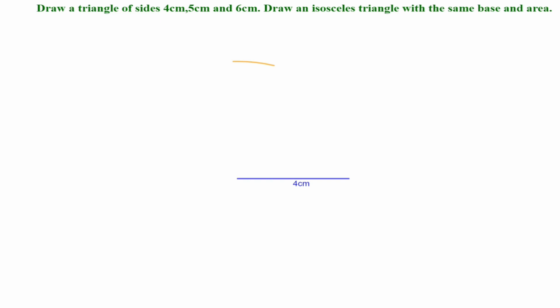Now the third side is 6 cm. Take 6 cm in the compass and draw an arc from the other end of the line. Now mark the point of intersection. This is the third vertex of the triangle. Join the point of intersection to the ends of the first line. So now we got the triangle with sides 4 cm, 5 cm and 6 cm. Now we have to draw an isosceles triangle with same base and area. So there are two conditions.